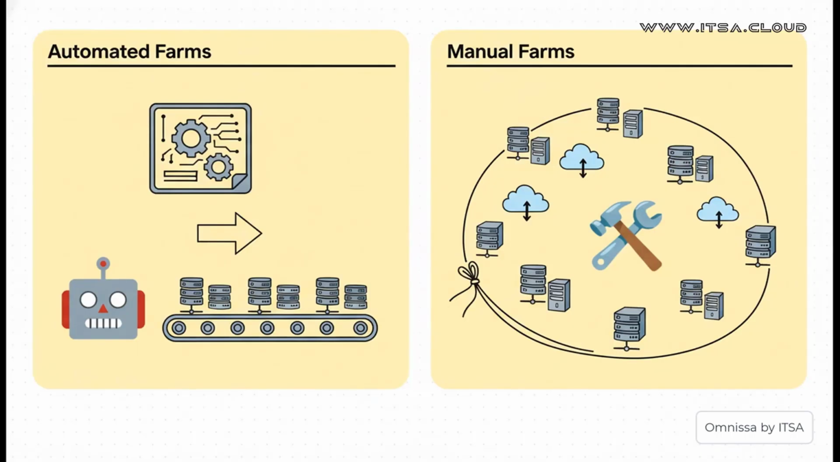Now, when you go to set one up, you've basically got two main flavors to choose from. First, you have automated farms, and these are fantastic because they can be created automatically from a master template using a tool like vCenter. Super easy. Then you've got manual farms. These are great for when you already have a bunch of servers, whether they're virtual or even physical, and you just want to group them all together.